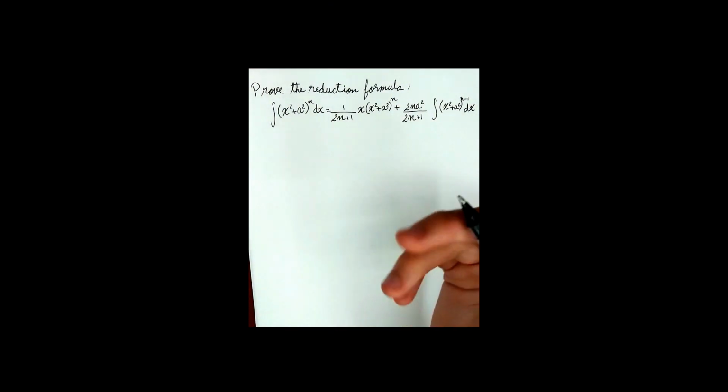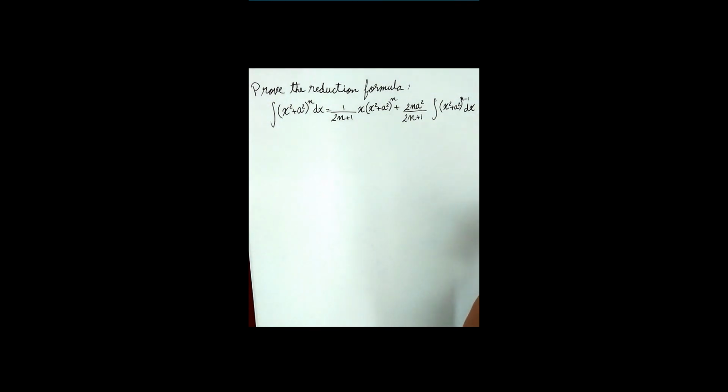Hello everybody. In this video, we will prove the following reduction formula, where the integration of the bracket x square plus a square power n dx is equal to 1 over 2n plus 1 times x times the bracket x square plus a square power n plus 2n a square over 2n plus 1 times the integration of the bracket x square plus a square power n minus 1 with respect to dx.